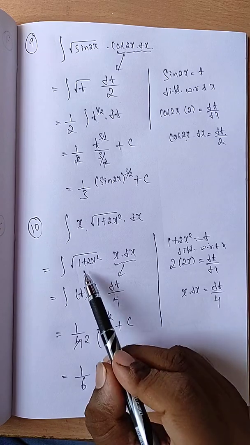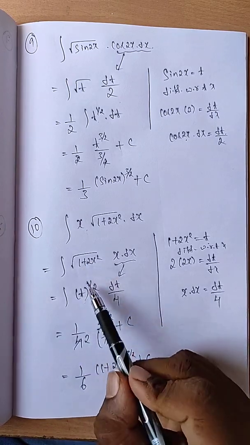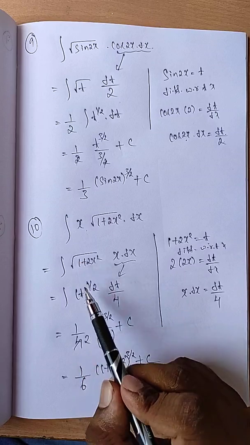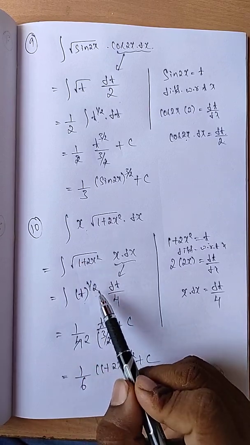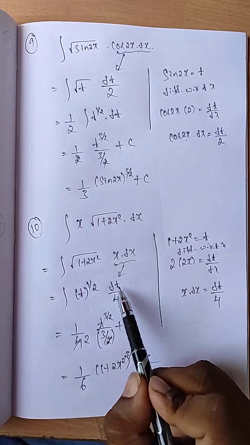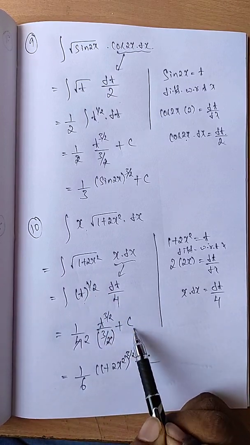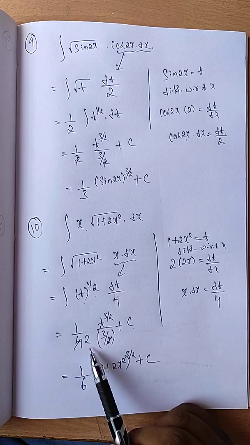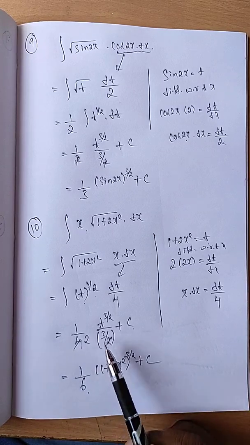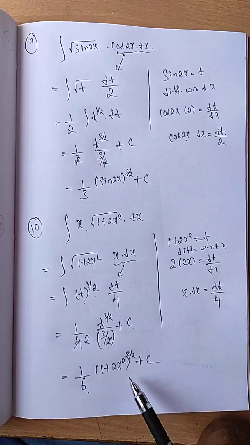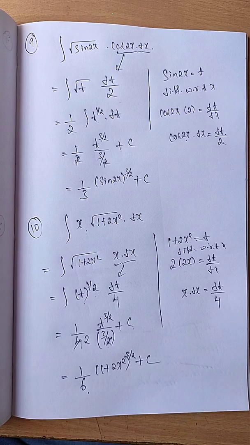So here 1 plus 2x square is t. Root is written as 1 by 2. We can write the root as 1 by 2. Okay? Now the 1 by 4 is a constant. The integration of t to the power of 1 by 2 is t to the power of 3 by 2 by 3 by 2 plus c. Here 2 2s are 4, 3 2s are 6. So 1 by 6, what is t? 1 plus 2x square to the power of 3 by 2 plus c. Is it clear? Is it okay?